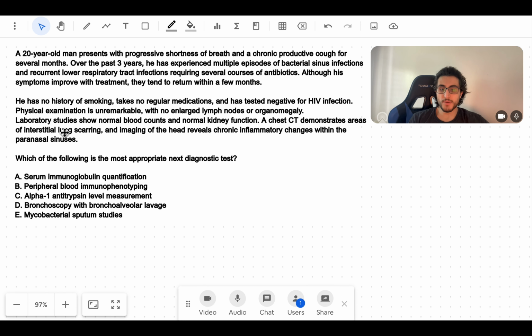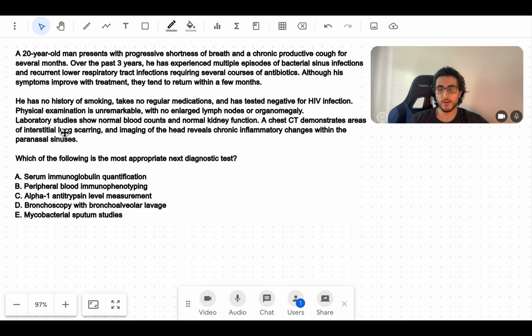A, serum immunoglobulin quantification. This could actually be used because in common variable immunodeficiency disorder, the IgG, IgM, and IgA levels are actually low. So this could potentially be used to detect the condition. And I'm going to read the other answer choices too.